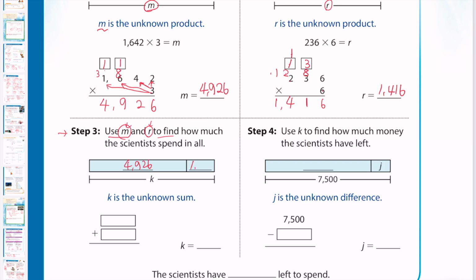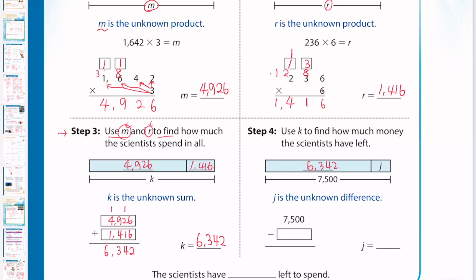$4,926 and then 1,416. When you add them together, 4,926 plus 1,416. 6 plus 6, 12. Carry 1 up. 1 plus 2 plus 1, 4. 9 plus 4, 13. 1 plus 4, 5 plus 1, 6. So K, they put K as what? Unknown sum. Okay? 6,342.